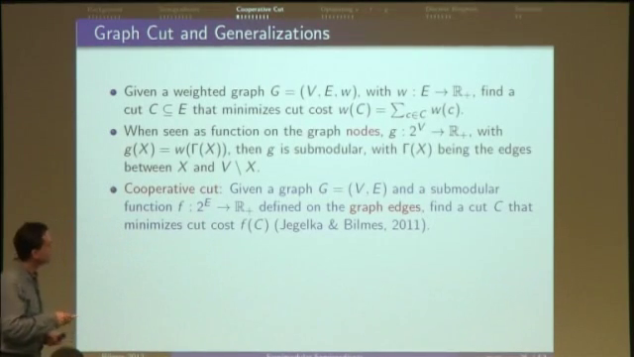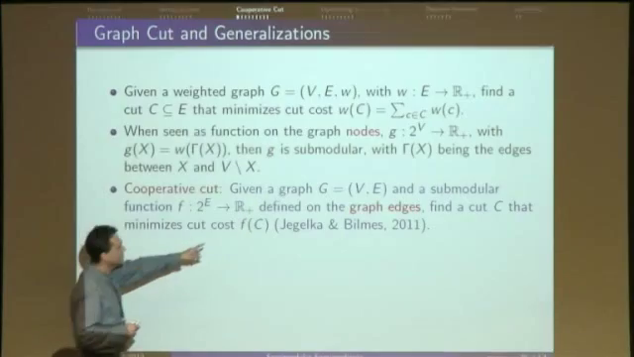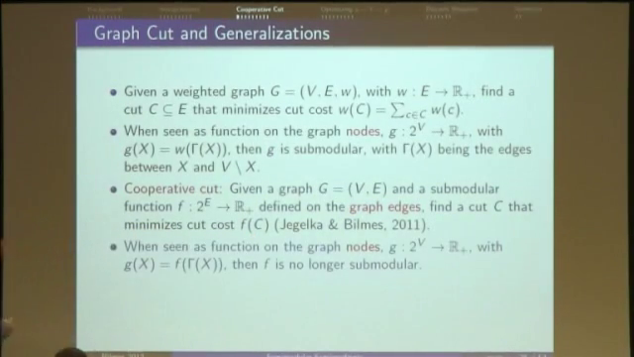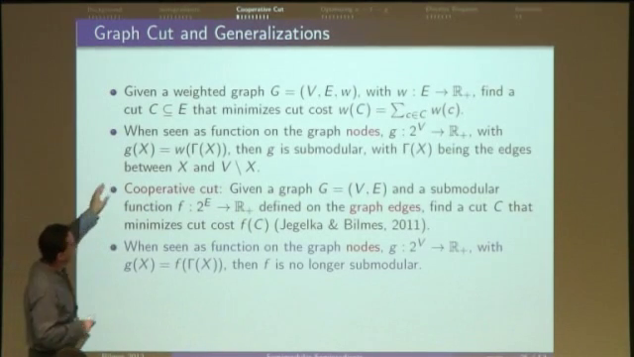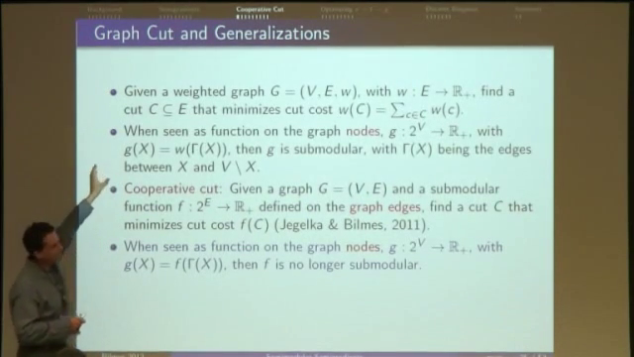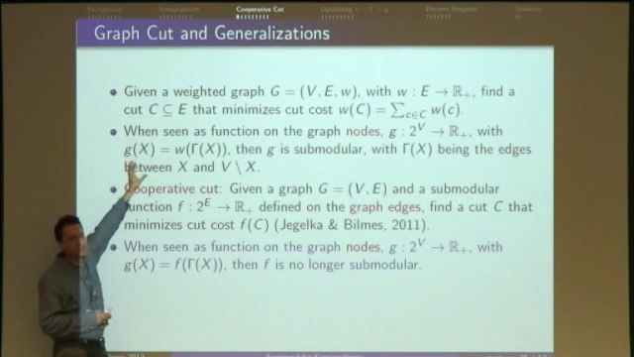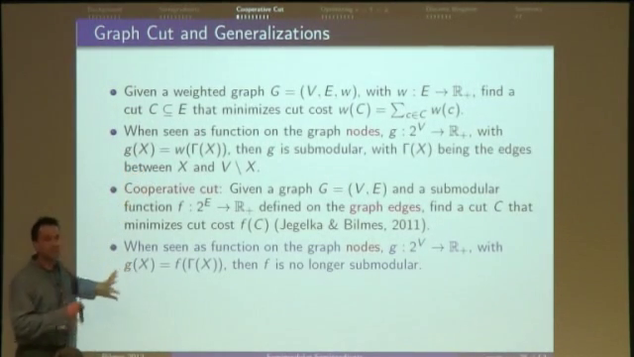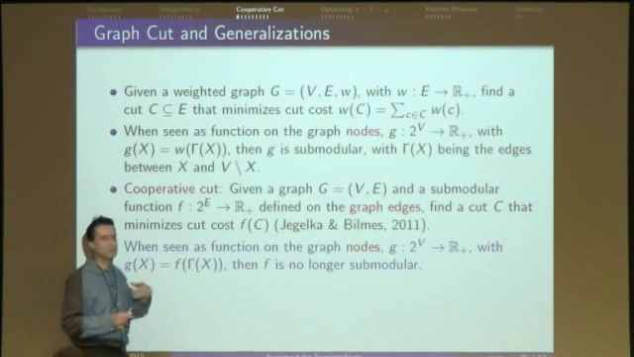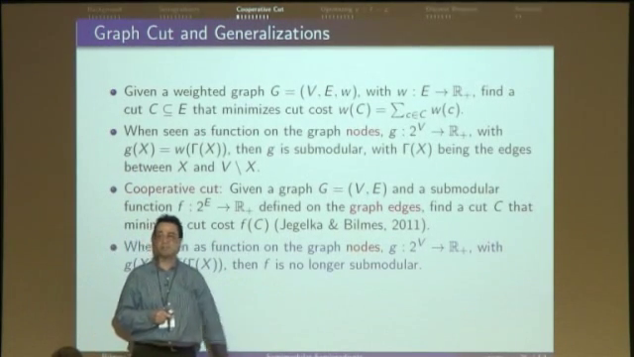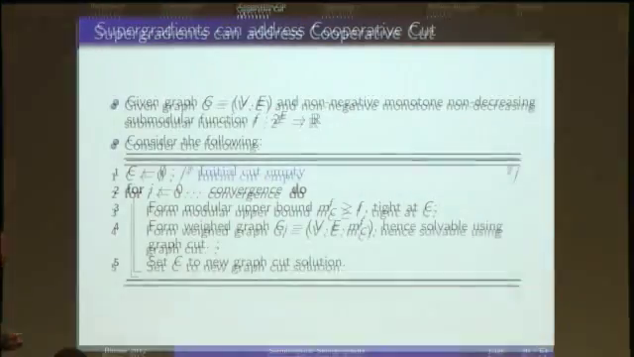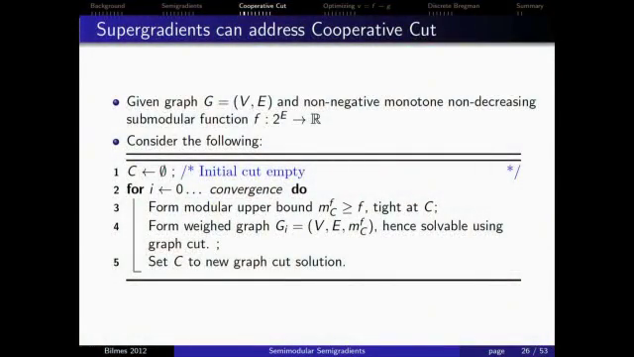And so we can write it in this particular way. We want to find a cut that minimizes this submodular cost on the edges. That's critical to understand: it's a submodular function defined on the edges. And some of you might be aware that if you think of it as a node function, the standard graph cut is submodular on the nodes, but cooperative cut loses submodularity on the nodes, even though in some sense it has a submodular function embedded into it, which defines the problem, because the submodular function is defined on the edges. So how do we use supergradients?